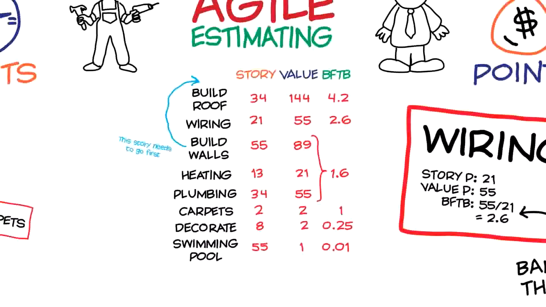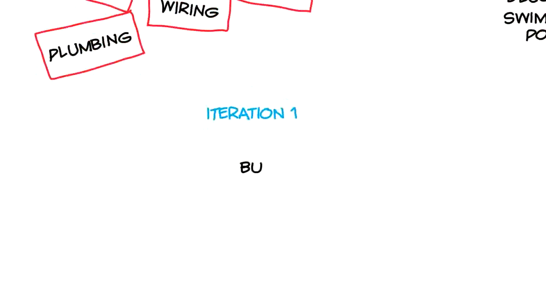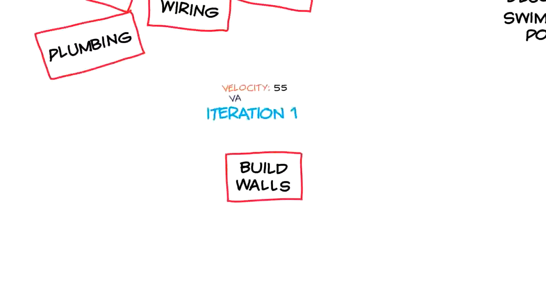And let's say, for this example, in our first iteration, by the end of it, we've only finished the first story. Now, that first story had story points 55 and value points 89. And so at the end of the iteration, we add up all of the story points and all of the value points, and we say that our velocity is 55. The velocity is the number of story points on all of the cards you've managed to complete in that iteration, and it's a measure of the speed.